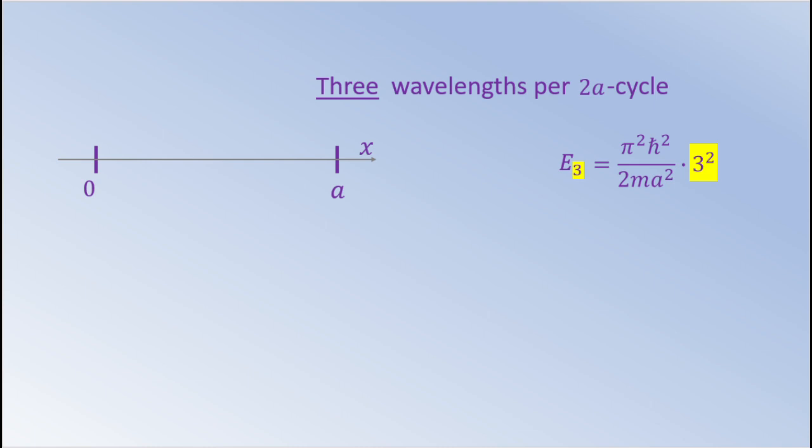Okay, now draw three waves. One wave goes right, the second wave hits the wall and goes back, and then the third wave completes the cycle. For energy 3 we have the same formula but now multiplied by 3 squared.